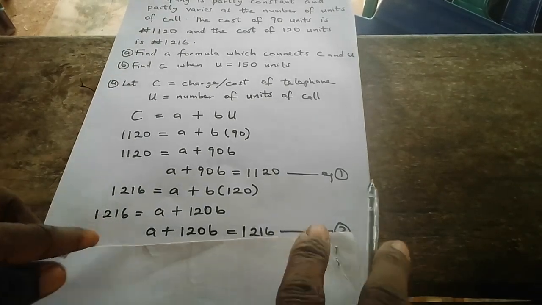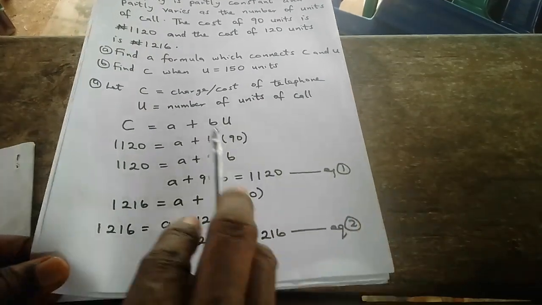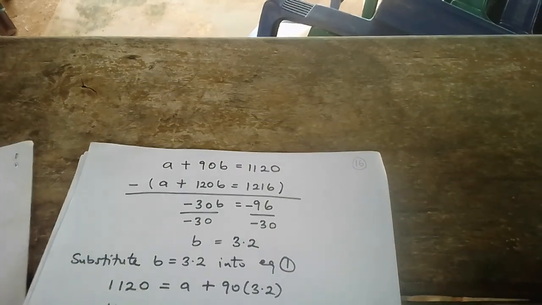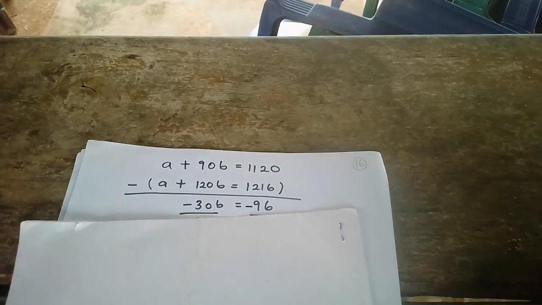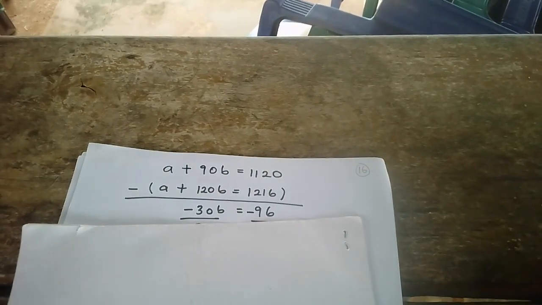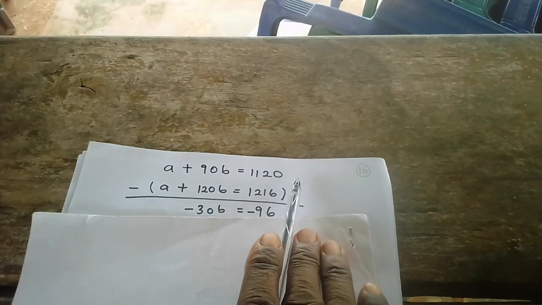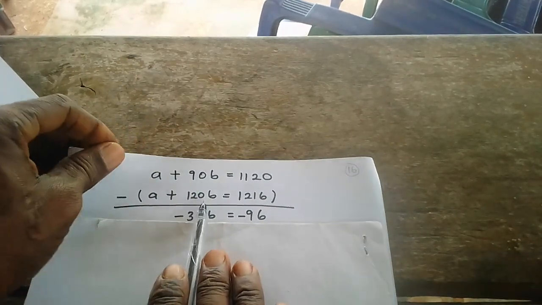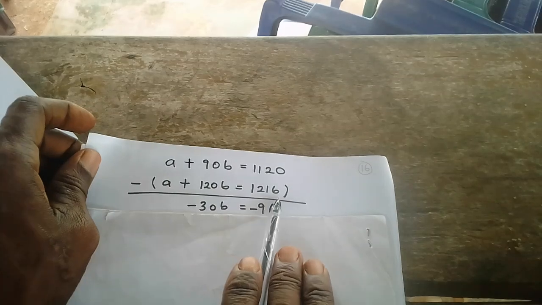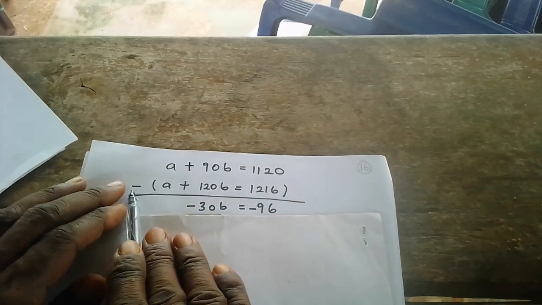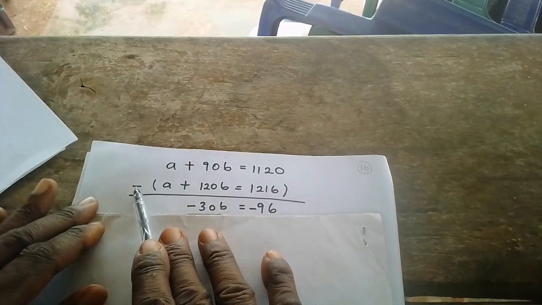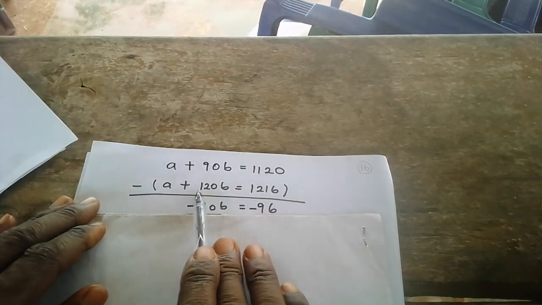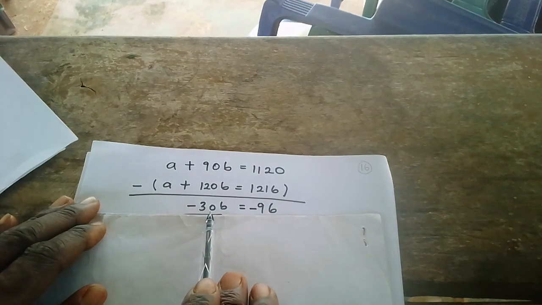So from here, you are going to solve it simultaneously. Our equation 1 is A plus 90B is equal to 1120. The equation 2 is A plus 120B is equal to 1216. So you subtract equation 2 from equation 1 so as to eliminate A. So A minus A will give us 0. Minus times plus is minus. 90B minus 120B is equal to minus 30B.